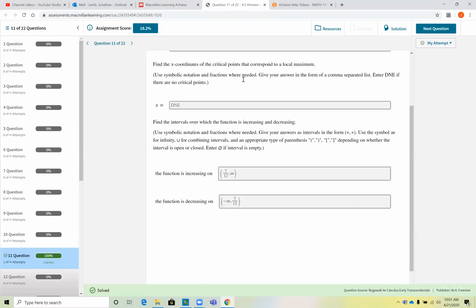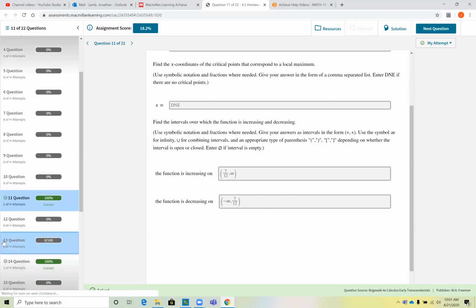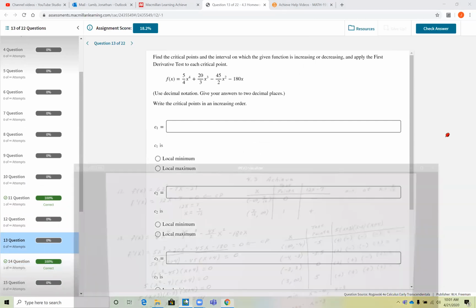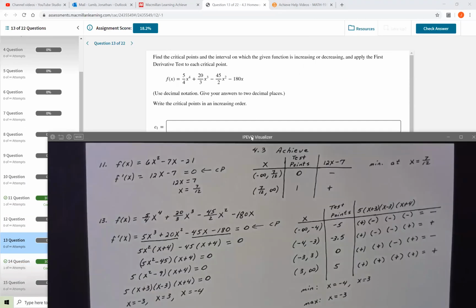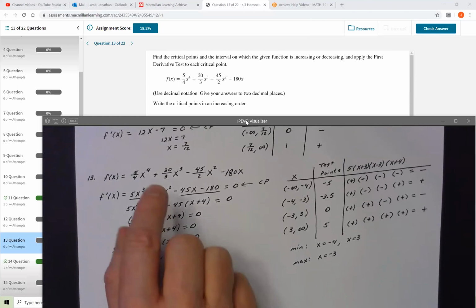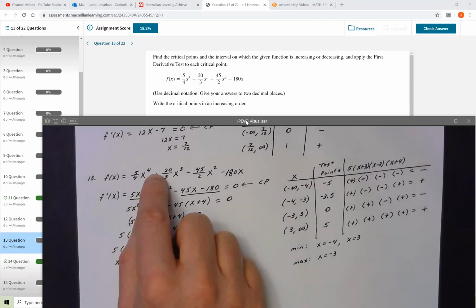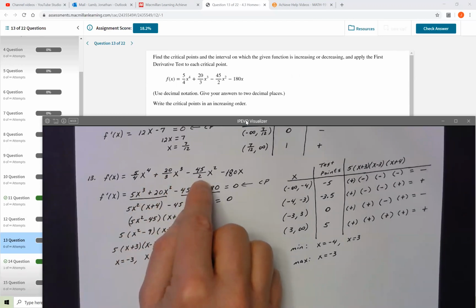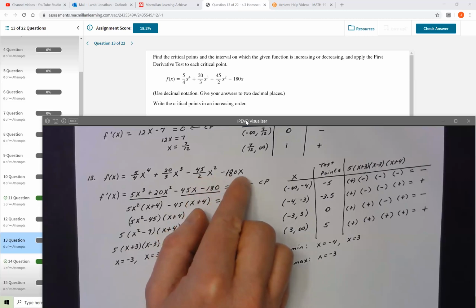Now, the next one that was asked here in this section was number 13, so I'll scroll down to it. The work that I have to show for it, I'll put like this. I'm looking at the fourth degree polynomial function, 5/4 x to the fourth plus 20 over 3 x cubed minus 45 over 2 x squared minus 180x. So it's wanting you to find all the critical points in increasing order and determine whether each of those critical points is a maximum or a minimum.